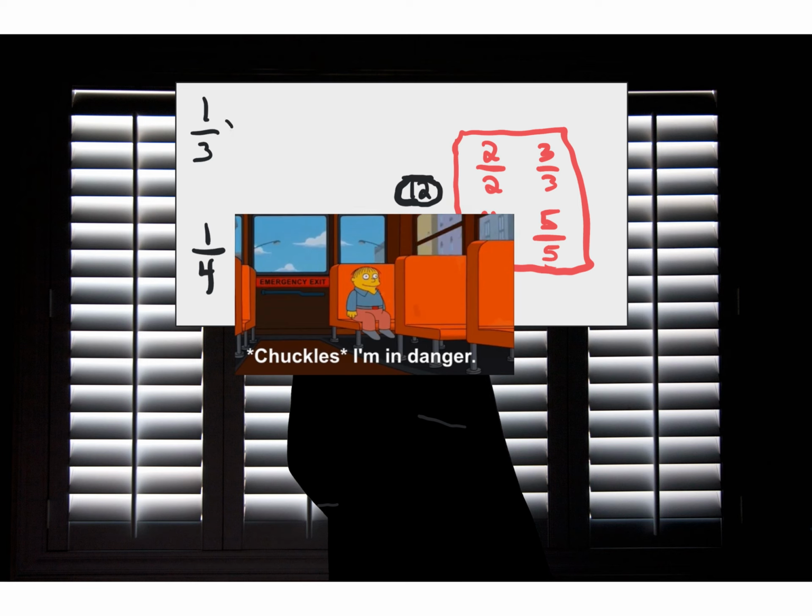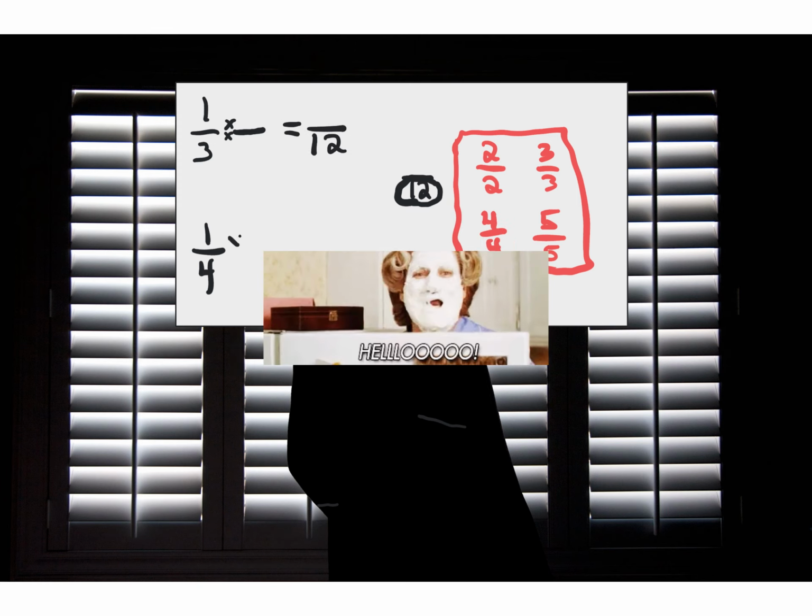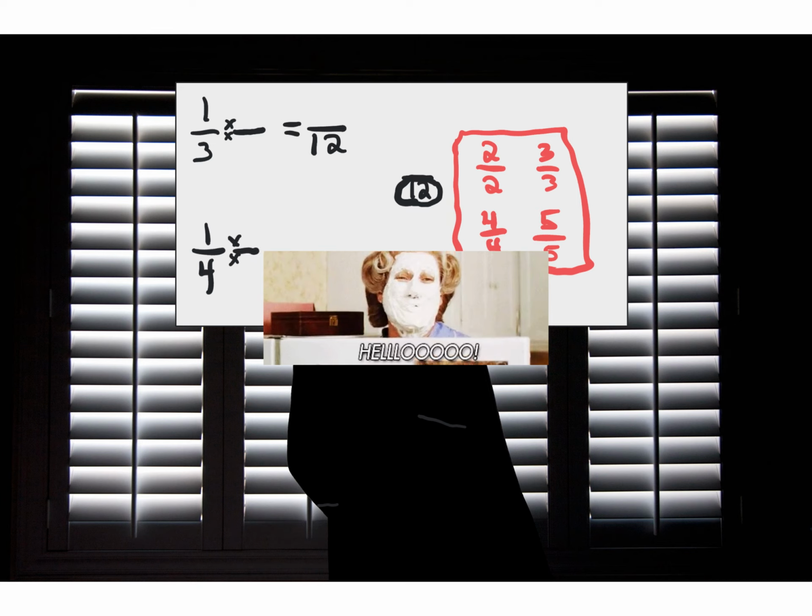So what are we going to multiply? Which makeup artist are we going to use to make them look like a 12th? Even though we know that they're actually not changing.